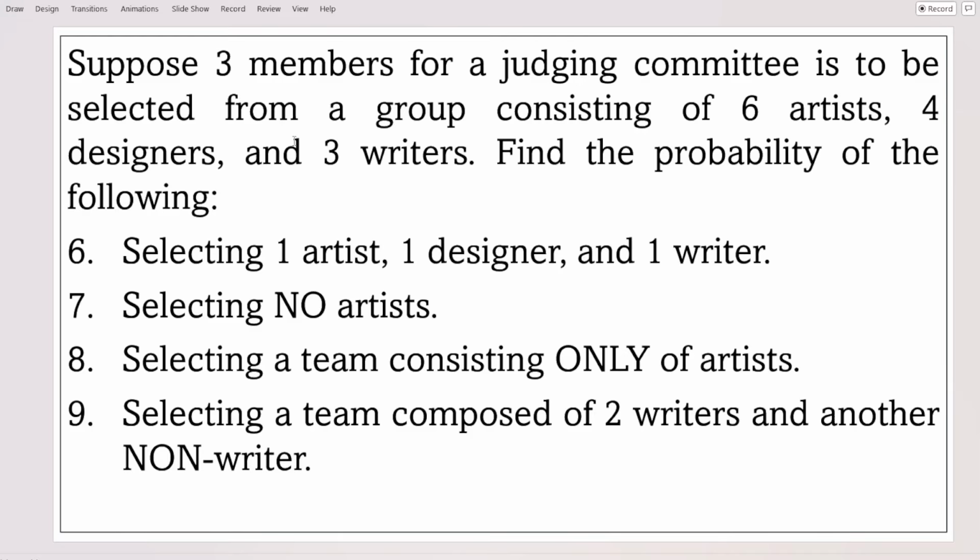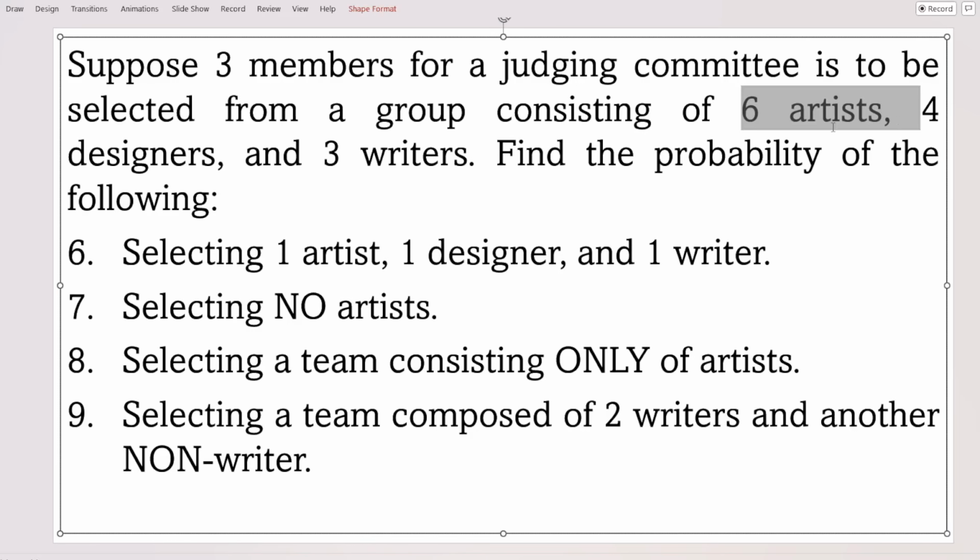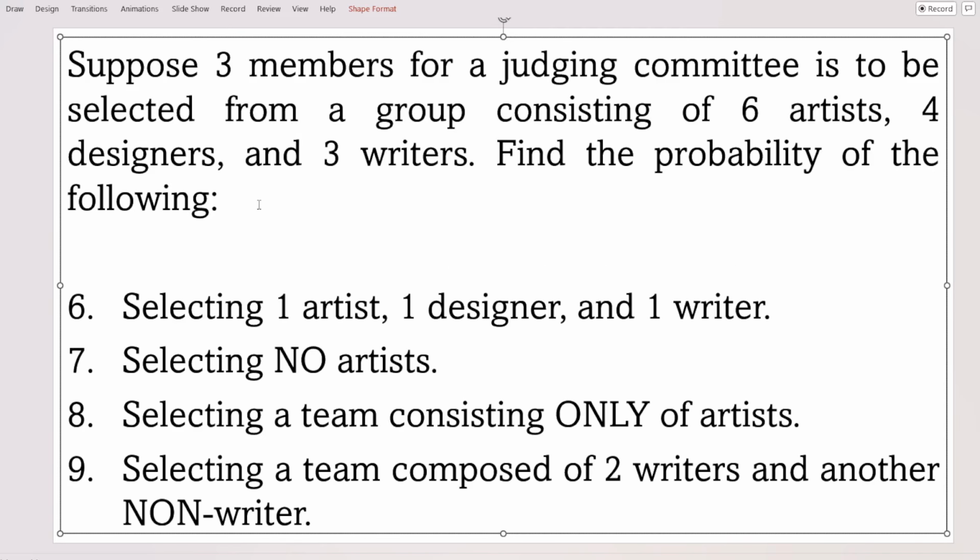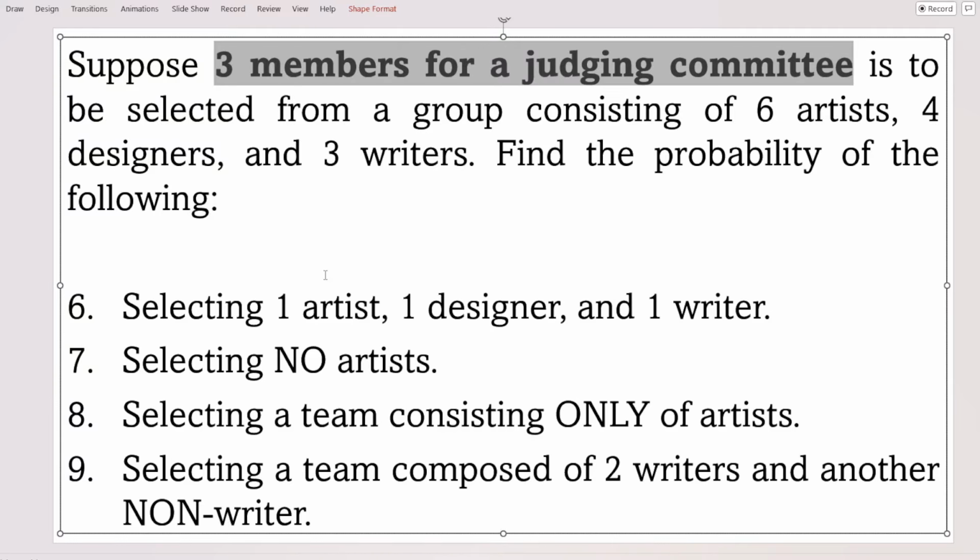Select 3 members from a judging committee consisting of 6 artists, 4 designers, and 3 writers. I'm going to simplify this one already. We're going to select 3 members for a judging committee. Note that there are no special positions here. You're just going to select 3 members. No first judge, second judge, third judge. Just select 3. When we're just selecting 3, that means we have a combination problem.